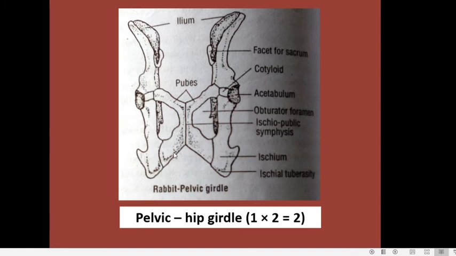It is called the os nominatum. This is the second os nominatum. So there are 2 os nominata. That is why the total number is 2. Each os nominatum is formed by the fusion of 3 bones. They are ilium, ischium and pubis. So the 3 bones which make up each os nominatum are ilium, ischium and pubis.